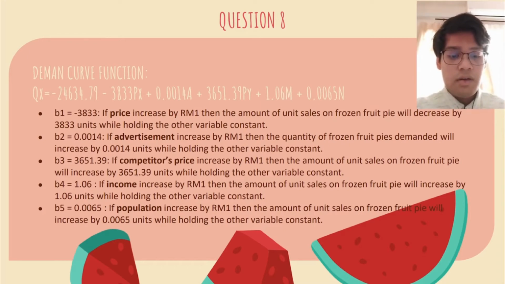So I think that the most impactful coefficient value is B3 on the competitor's price, and the least impactful is the price, which has a negative 3,833 coefficient value, which negatively impacts the quantity demand curve.